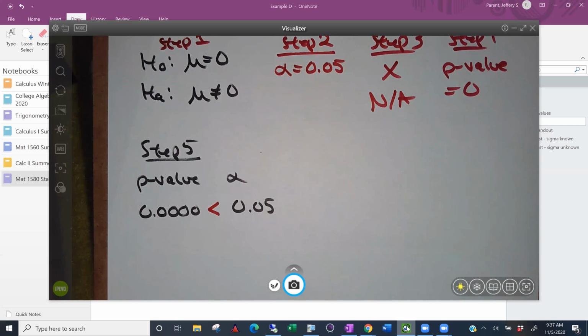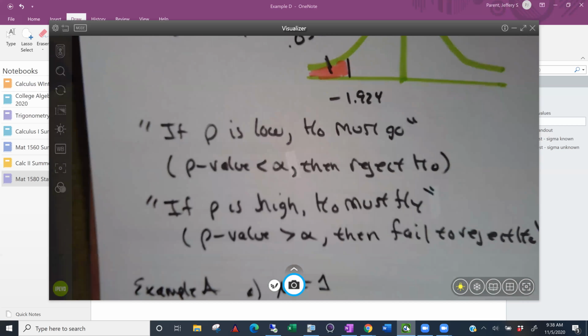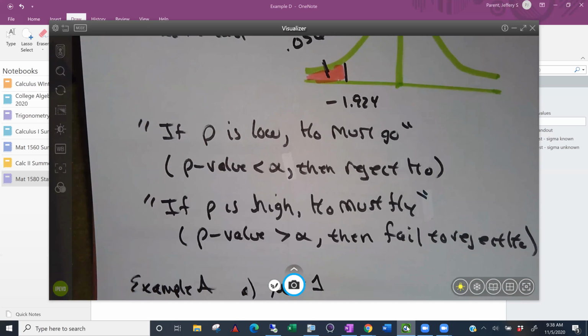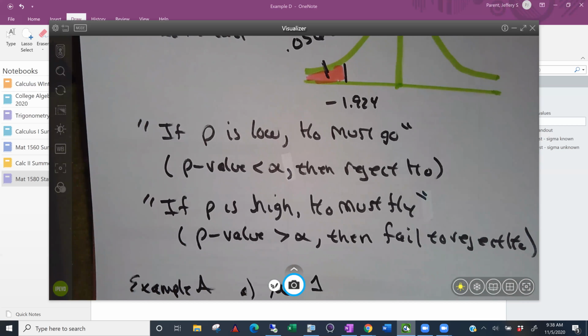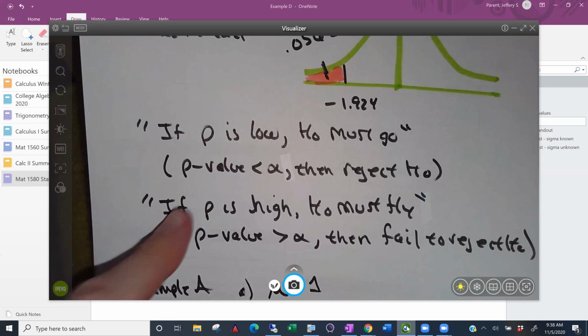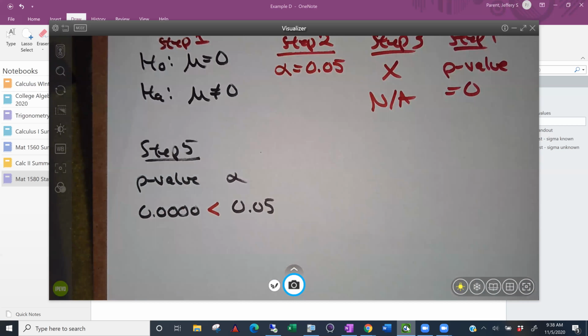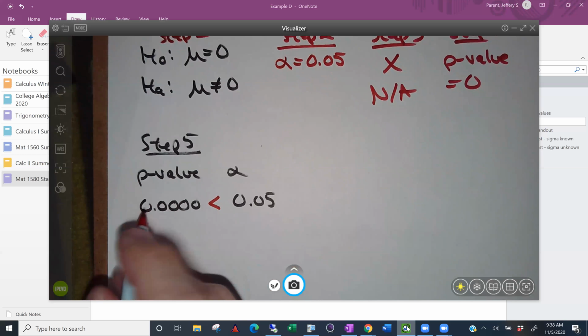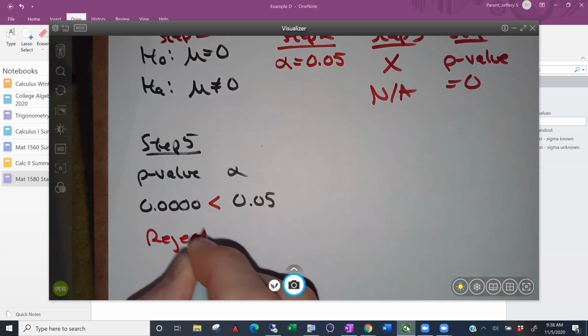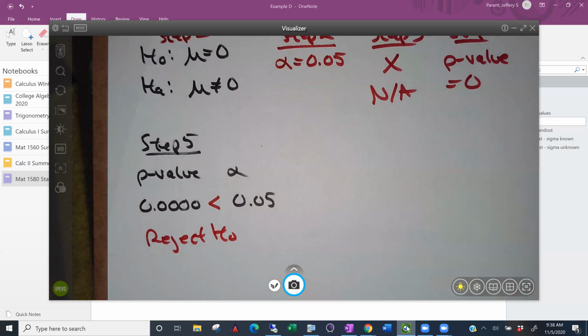So at the start of this section, I talked about what to do with your p-value and the decisions to make. That was back here. What are we going to do with our null hypothesis? We're going to reject it. Our p-value is less than alpha. Reject H naught. If the p-value is low, H naught must go. So that's step 5, is to reject H naught.